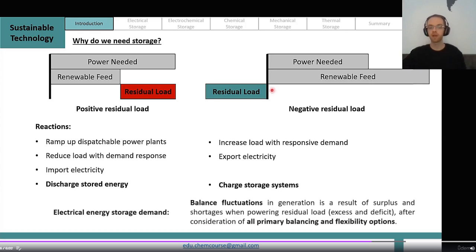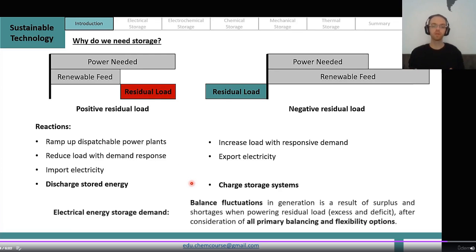Now, the other side, when you have an excess residual load, so a negative residual load, meaning a surplus of energy, you can increase load with responsive demand. This means, for example, you're making your energy cheaper, so people would like to consume more. Thereby, you can reduce this residual load, or you can export electricity simply because you have too much. The option related to this course would be to use this time to charge storage systems and utilize this electrical energy storage to store a certain amount of energy to then discharge it when you have a positive residual load.